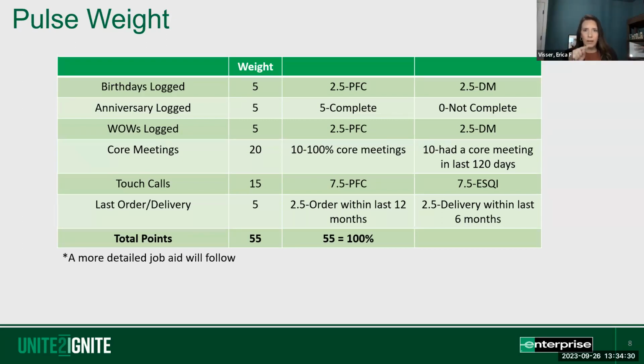You'll be able to click into the pulse score on the account page and get the backup as to where you may be missing points. You'll have the pulse score guide that'll be linked under the milestone. We're working on that, so it's right at your fingertips. There will be job aids sent out this afternoon, and they'll also be housed in Salesforce in case you need to reference them at any time. So you will have a more detailed job aid on that.